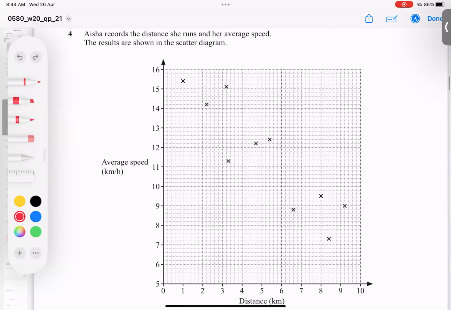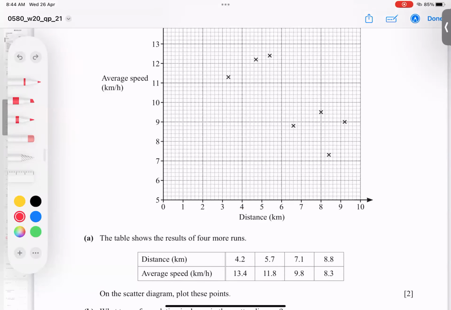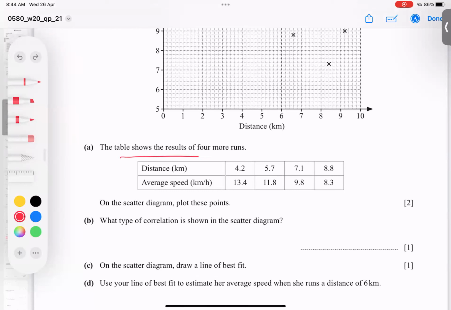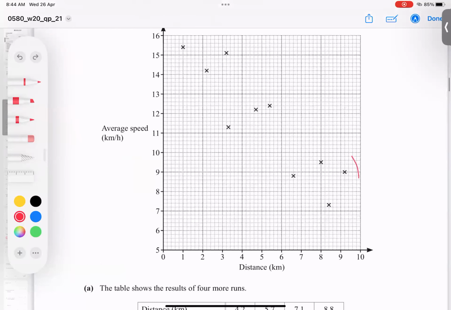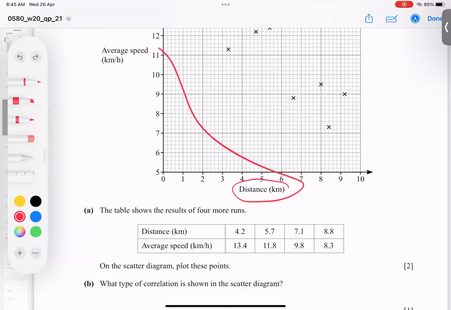First of all, he has given us average speed in kilometers per hour. Here he has given distance. Now the table shows a result. Some points he plotted already. You can see that some points are already available here. But now I'm going to plot these four points. So this is the distance and this is speed.